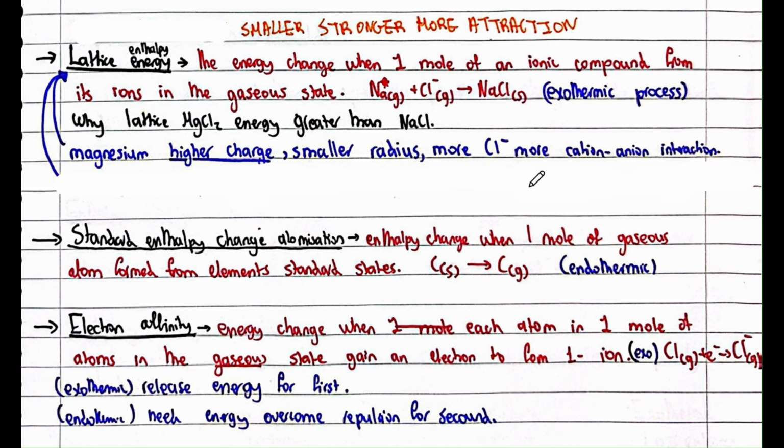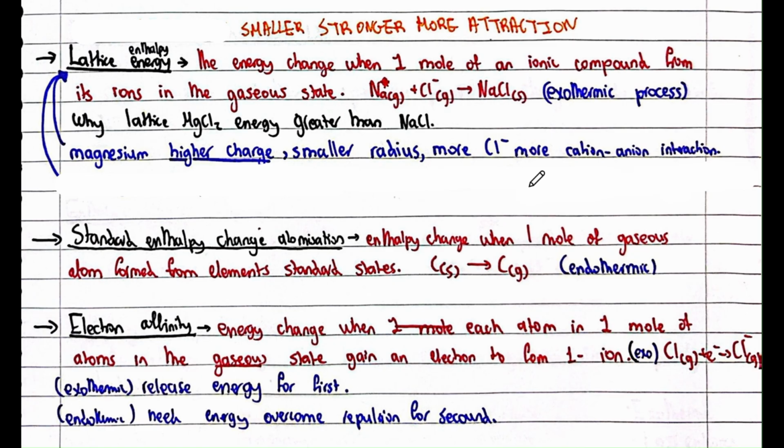So we're talking about lattice energy or lattice enthalpy. They're interchangeable. The definition is the energy change when one mole of an ionic compound is formed from its ions in the gaseous state. So the Na plus ion in the gaseous state plus the Cl minus anion will give us NaCl solid. This is an exothermic process as there's bond formation.